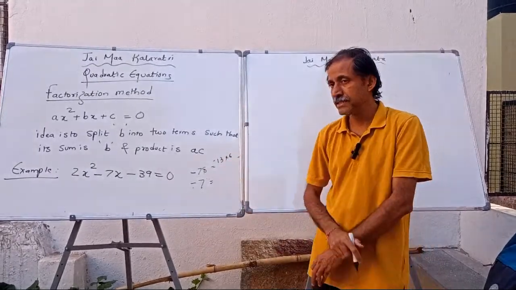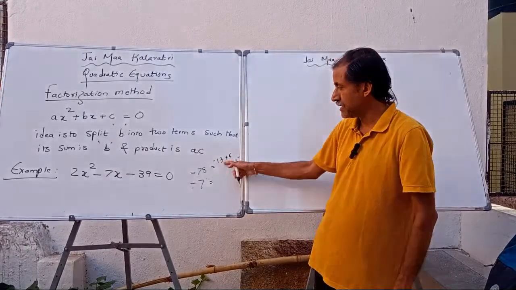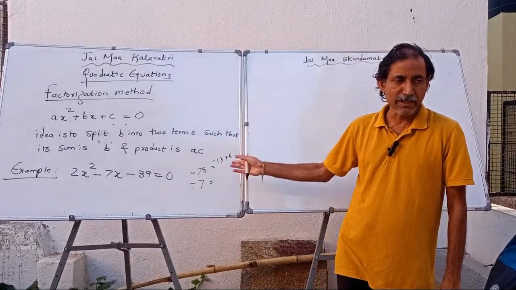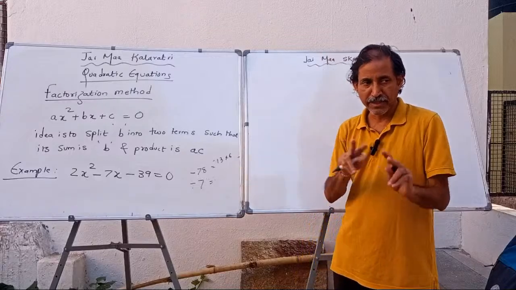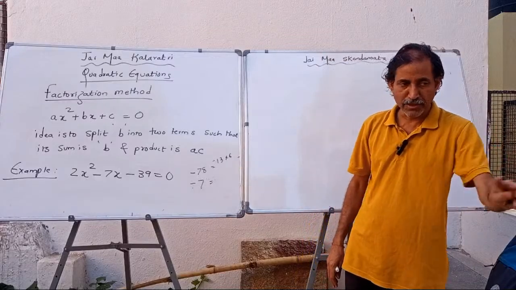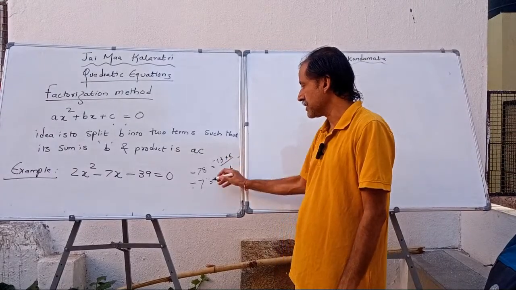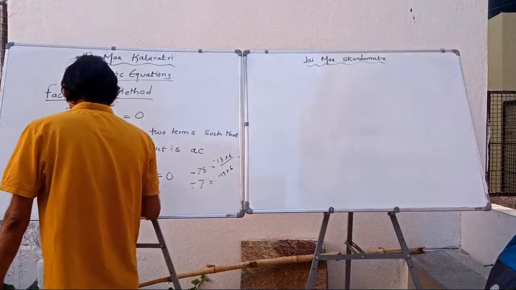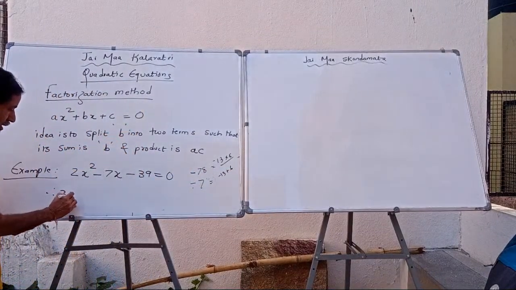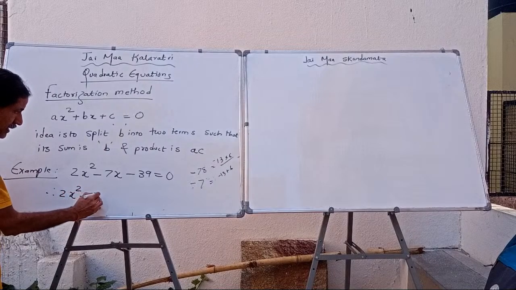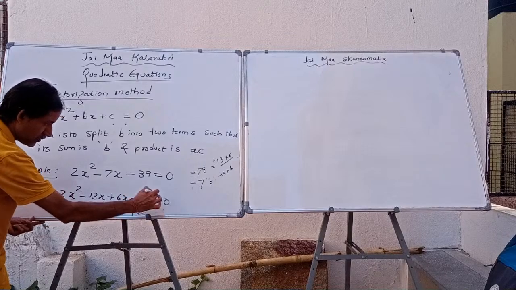Minus 13 plus 6 is minus 7, because with minus 13 plus 6, when you do it this way, you take the sign of the bigger number and then you can subtract. Remember those things. I hope you are reading the formulas. So this is correct. So we are in agreement now. So instead of minus 7, I am going to write this. Therefore, 2x square minus 13x plus 6x minus 39 is equal to 0.